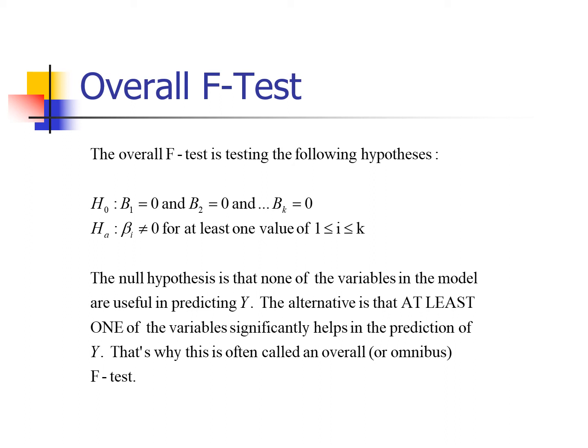I think I summarized that in words at the bottom of the slide. The null hypothesis is that none of the variables are useful in predicting y. The alternative is that at least one is useful. That's why we often call this the overall or omnibus F-test.